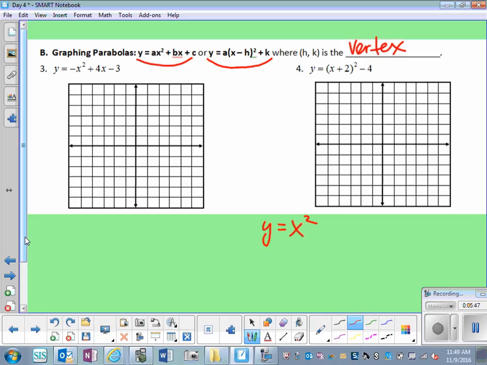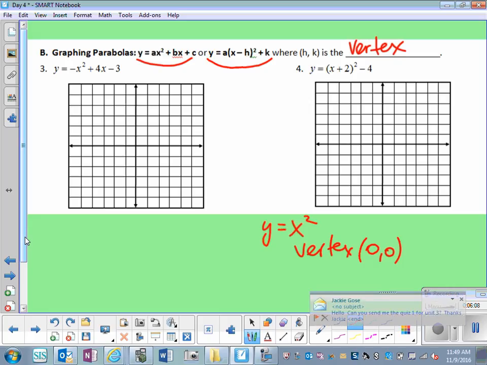So if I start with the vertex in mind, stretch does not affect the vertex of the parent parabola, which is 0, 0, right? Stretch doesn't affect that. And then I move my vertex h units to the right, and then k units up, right? So the vertex from 0, 0 moves to h, k. So remember this, correct?